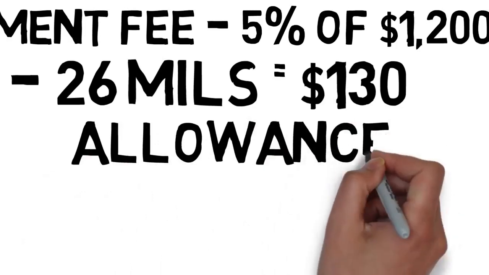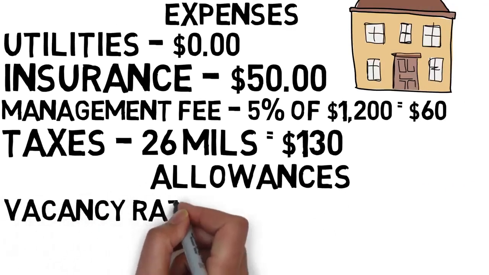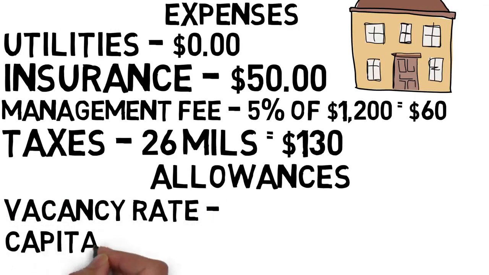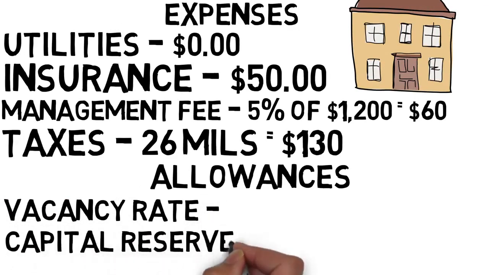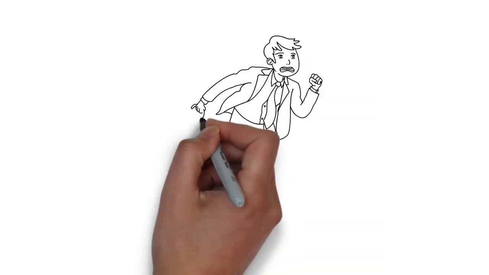The next line item are allowances. I like to leave a vacancy rate and a capital reserve allowance in my property. The vacancy rate, I use 7%. This is a historical vacancy rate that I take from Pittsburgh statistics. Use your area statistics to find your vacancy rate so you can allow for the what ifs. If a tenant leaves in the middle of the night and doesn't pay you, or if you just need a month to get the place leased to the best possible tenant.